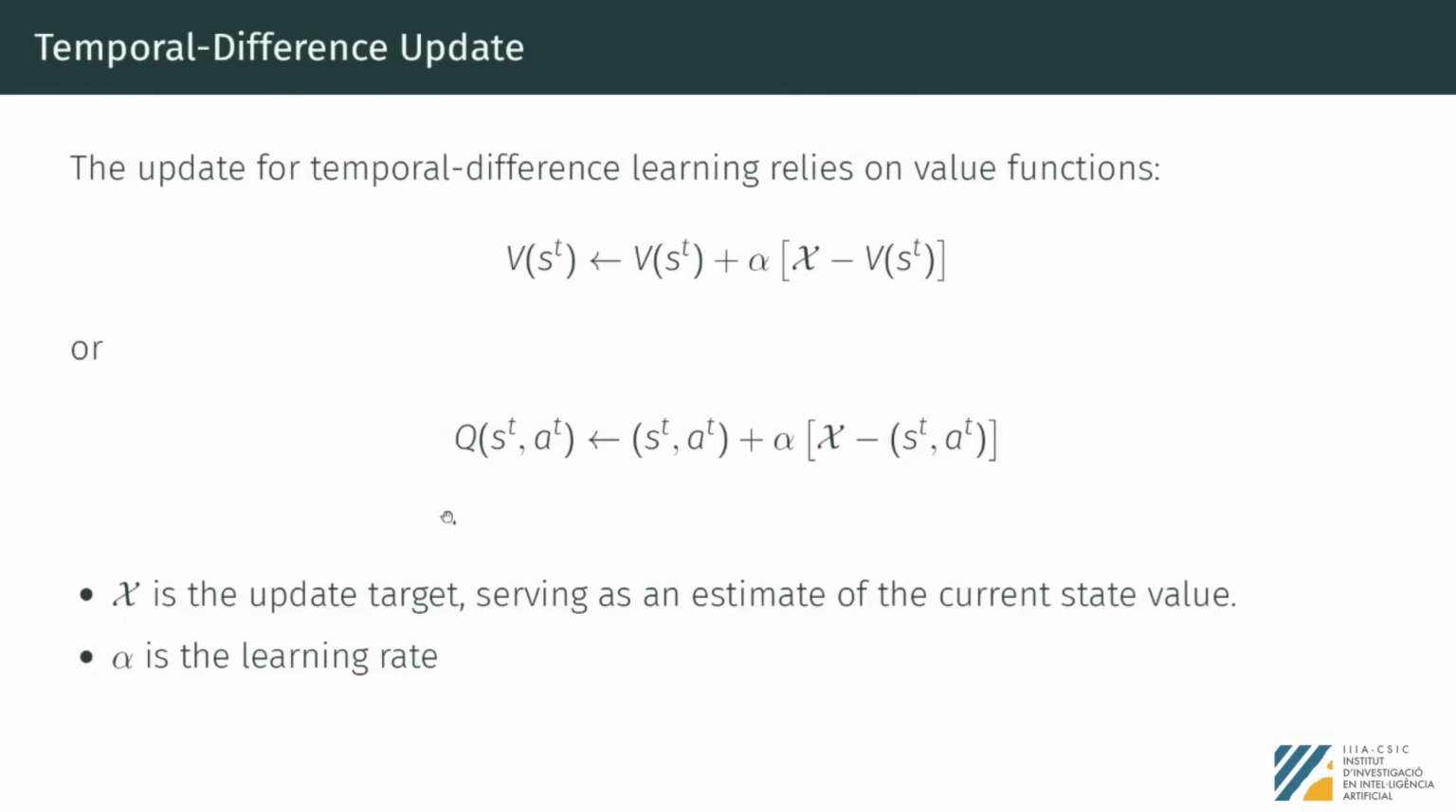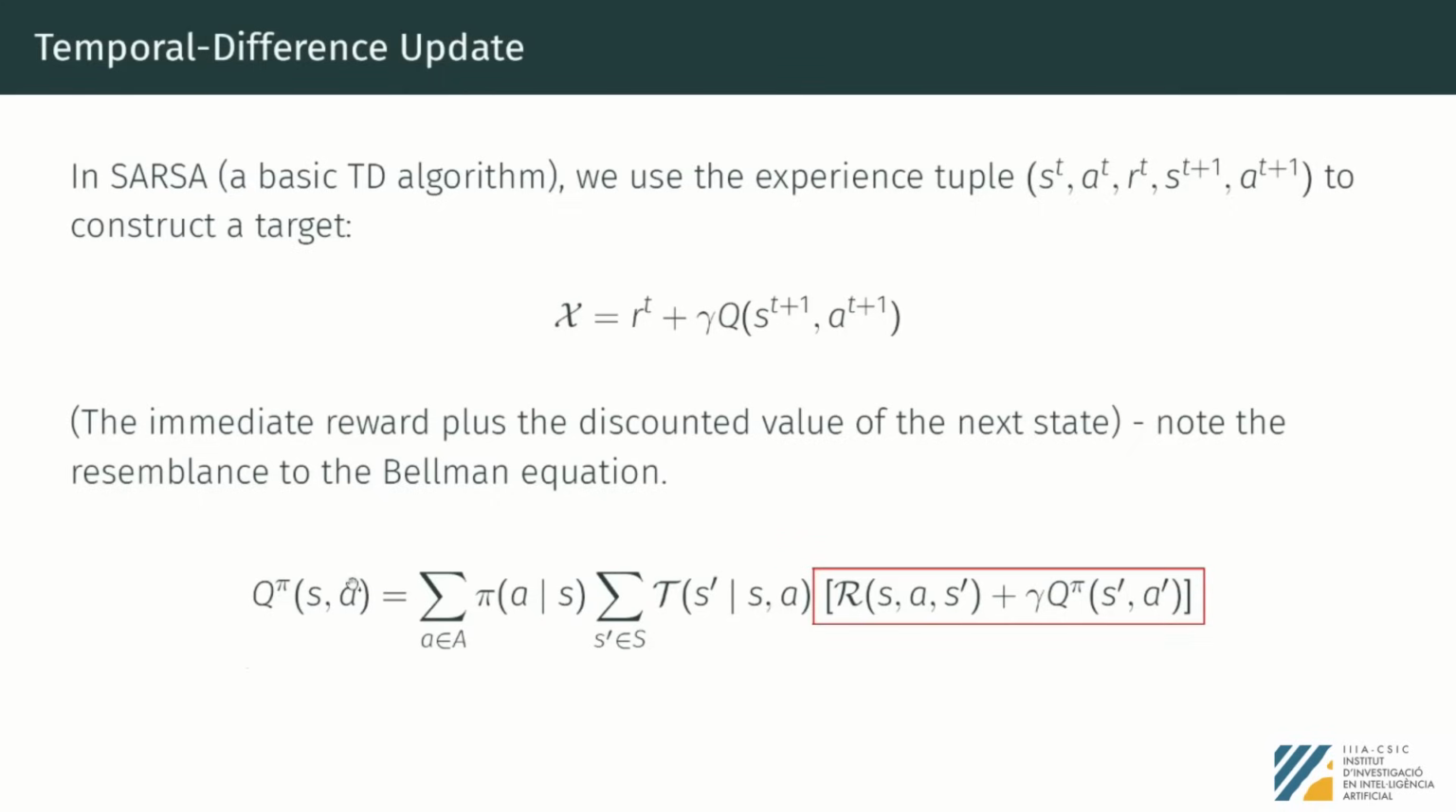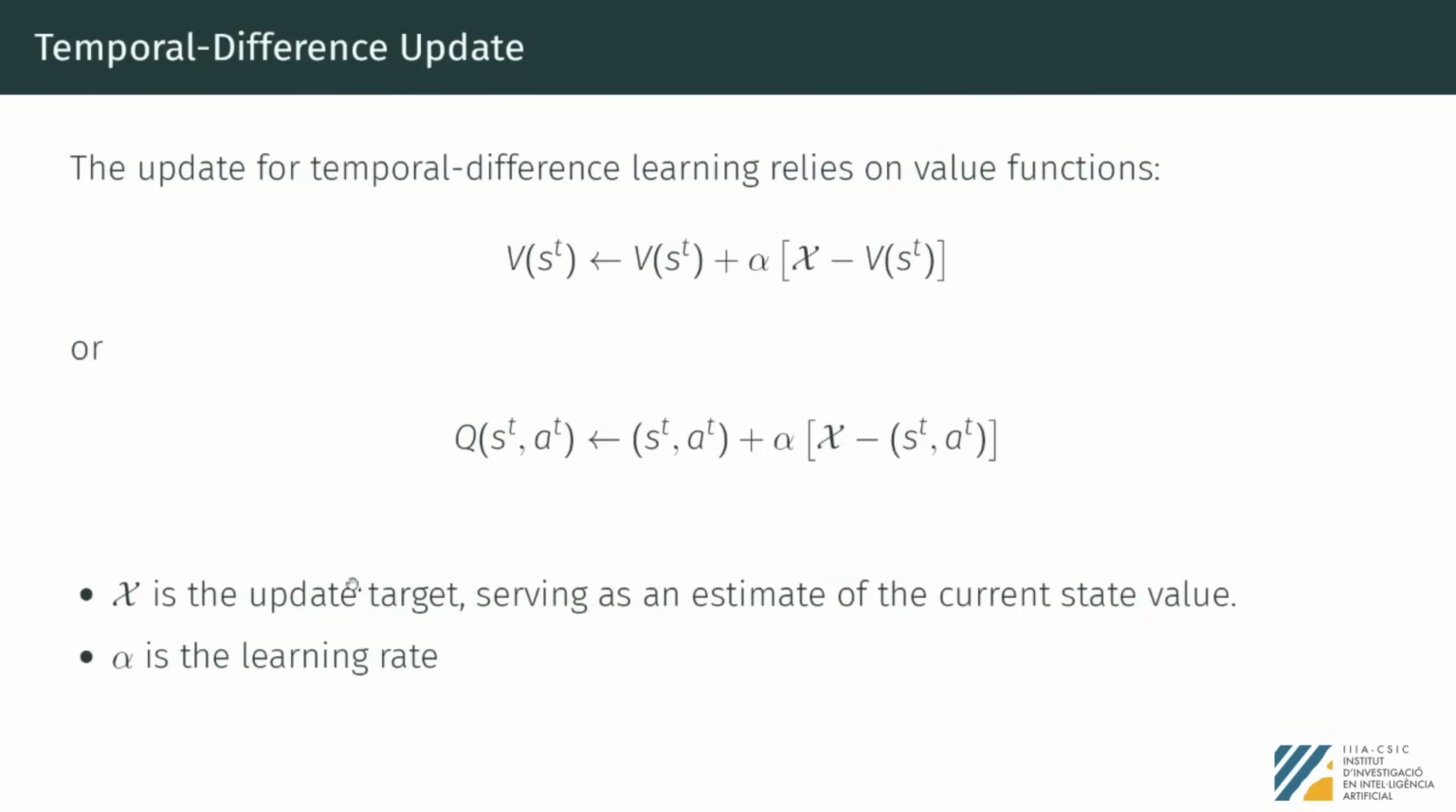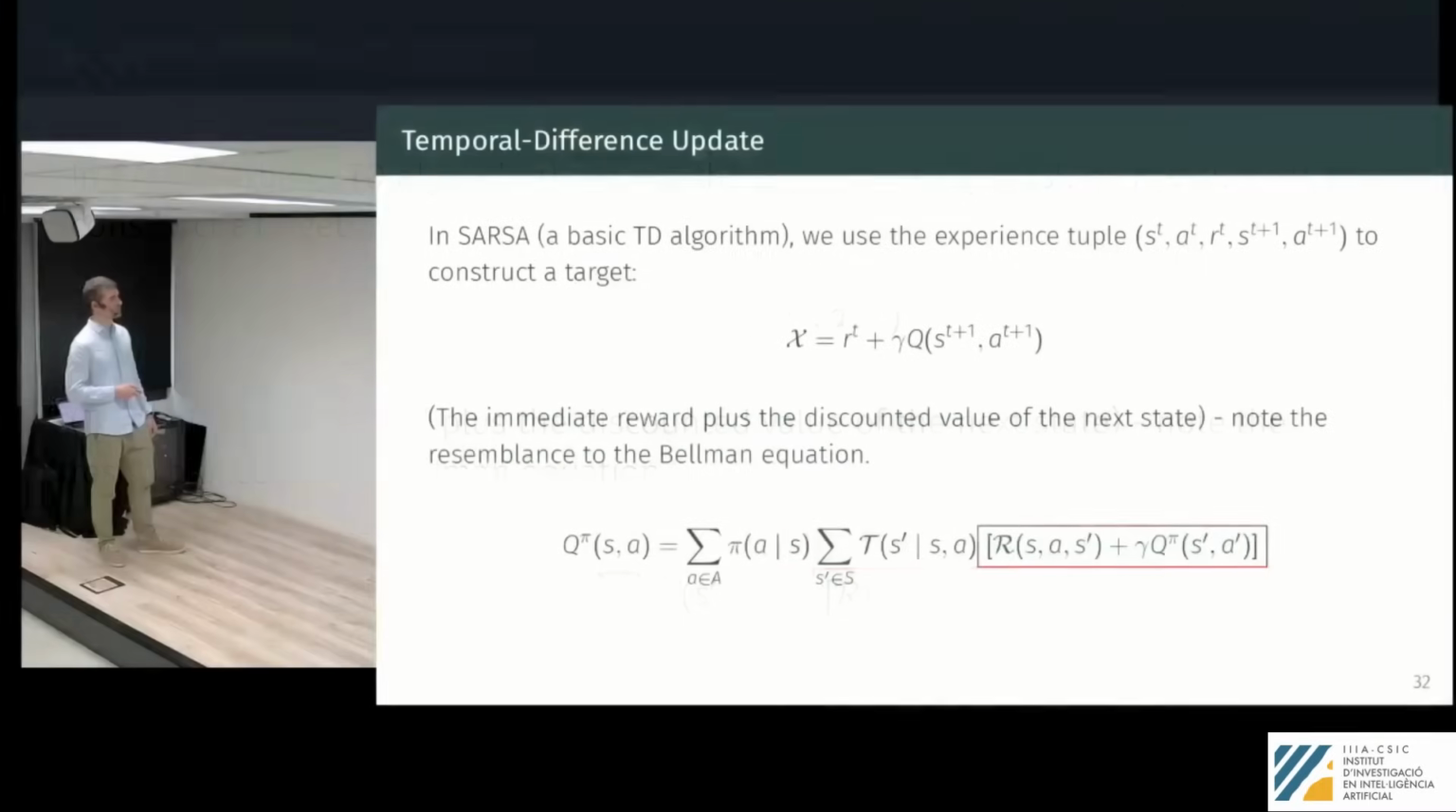So this thing here, we call this the update target, because we're moving towards that target defined by a step size, which is alpha, or the learning rate. Step size and the learning rate are two common words for it.